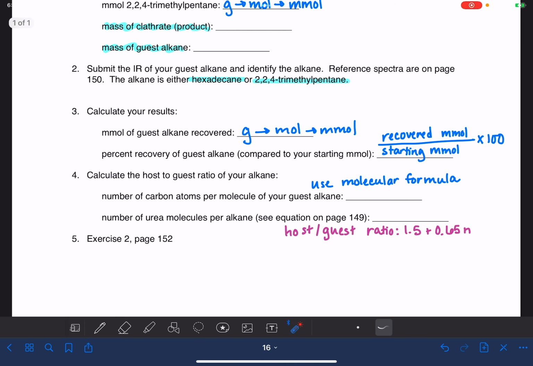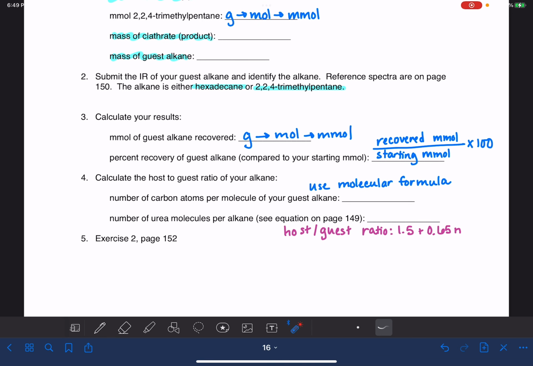It's pretty straightforward, so you should have no problem navigating that. And then last but not least, you're going to do exercise 2 out of the textbook. This one is also pretty easy. It is having you compare the IR spectra of these two reference molecules, and then you're just looking for some peaks that would help you identify branched versus straight chain alkanes. There's really no wrong answer to that question.